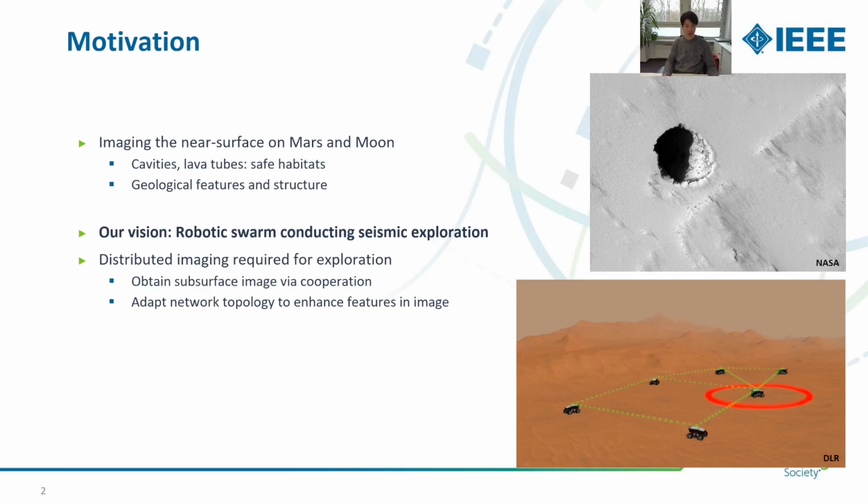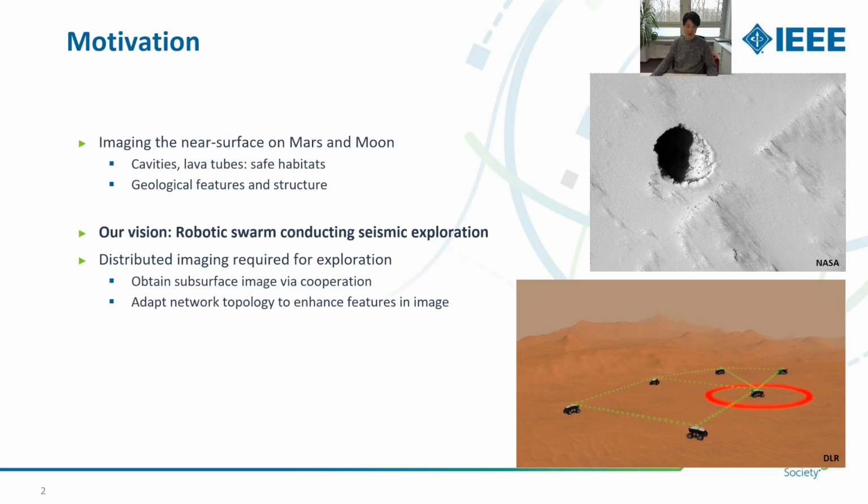Our vision to obtain this goal is to use a robotic swarm that conducts a seismic exploration in an autonomous fashion. On the right-hand side here you can see an illustration of our concept. We have multiple agents that are connected over wireless links with each other, so they can exchange data. And we have one agent that acts as a seismic source. So here we inject waves into the ground, and we measure the reflected and refracted waves on the surface. Based on these measurements, the rovers cooperatively image the subsurface.